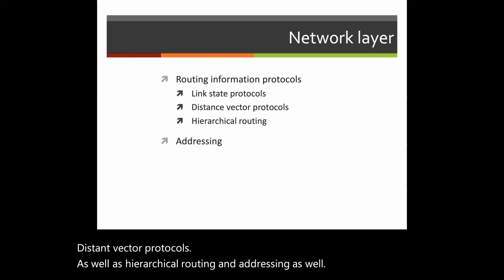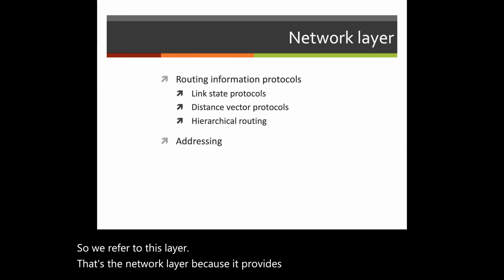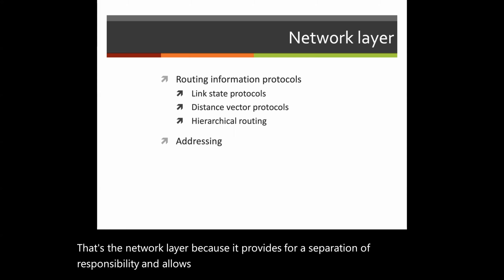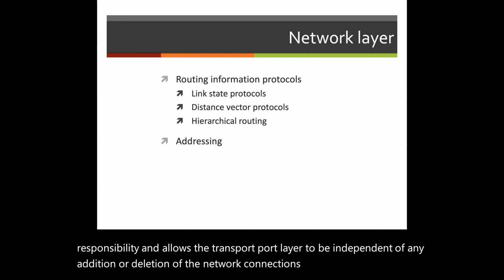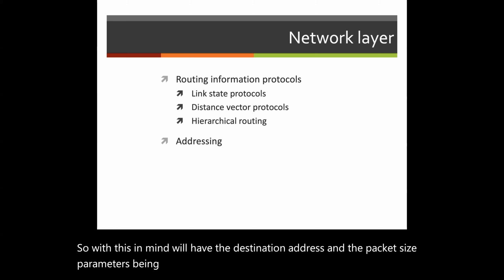So we refer to this layer as the network layer because it provides for a separation of responsibility and allows the transport layer to be independent of any addition or deletion of the network connections to a host. And so with this in mind, we'll have the destination address and the packet size parameters being utilized to interface between the transport and network layers.